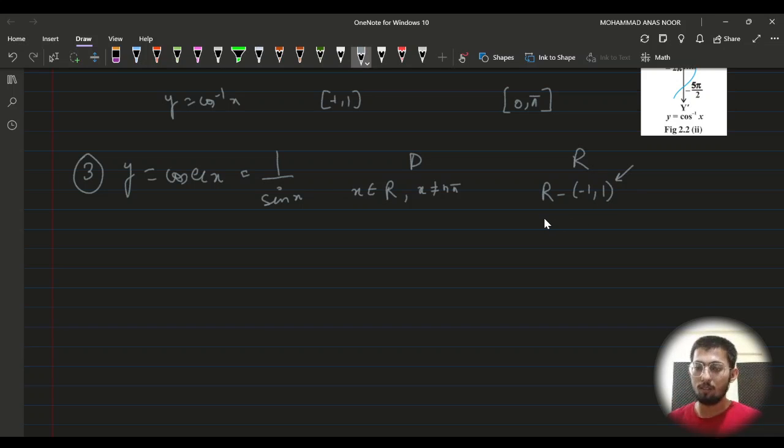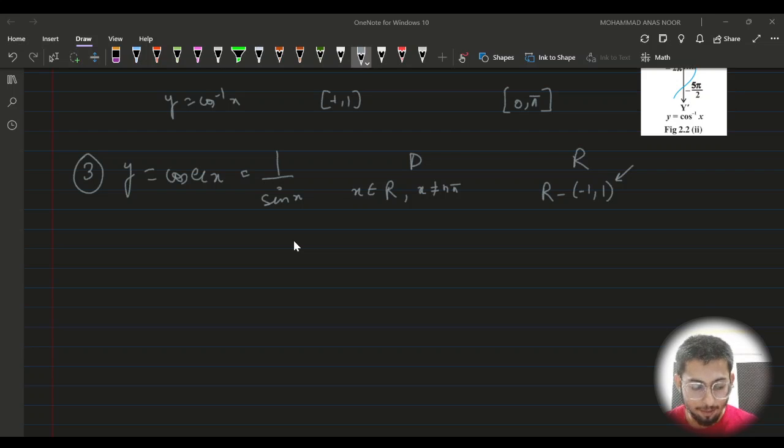That is what it is, real number minus 1 to 1. Okay, now we want to find the inverse of this. So first, if we see the graph of cosec, what is the graph of cosec?